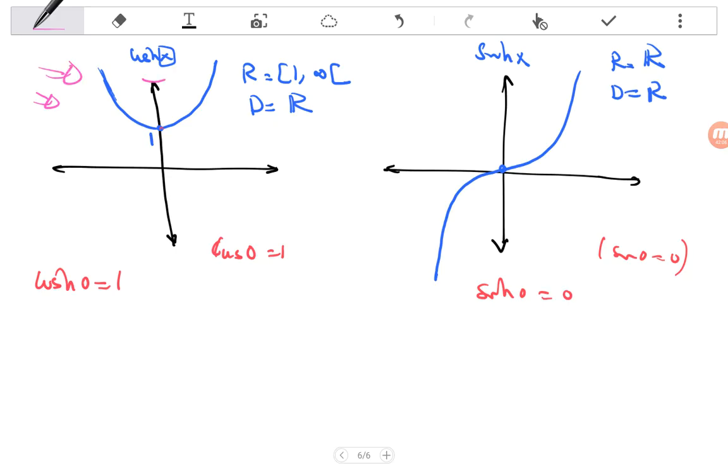Yes, I have a symmetry about the y-axis. So what is a function that is symmetric about the y-axis? It is an even function. So cosh x is an even function.